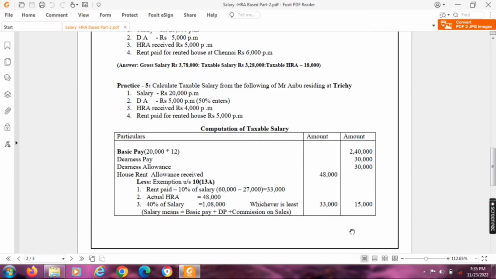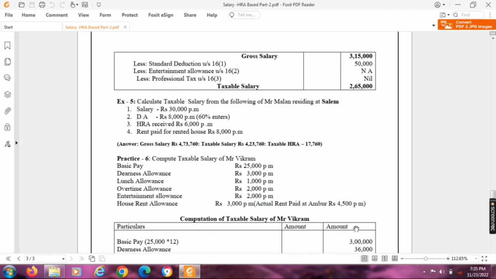So balance only taxable. So the gross salary will be 3,15,000. Less, we can claim standard deduction under section 16(1), 50,000. Balance 2,65,000 will be the taxable salary. Based on that, everyone can practice exercise 5.